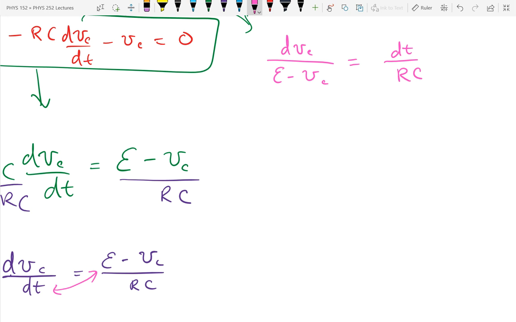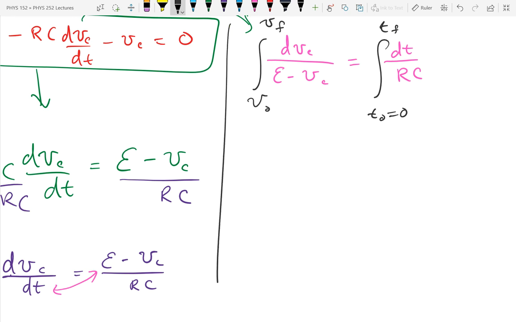Now we have the left side is only a function of VC. The right side is only a function of time. And so I can integrate the two sides separately. So I integrate the two sides separately. And it's going to be from V initial to V final, and from T initial equals 0, because why would you set your starting time anything besides 0? To T final.